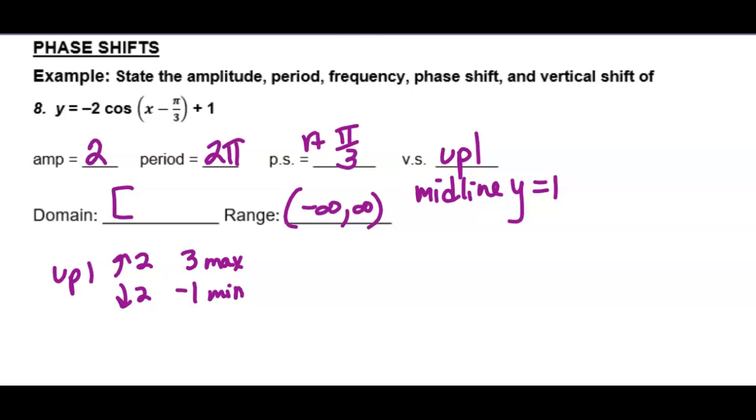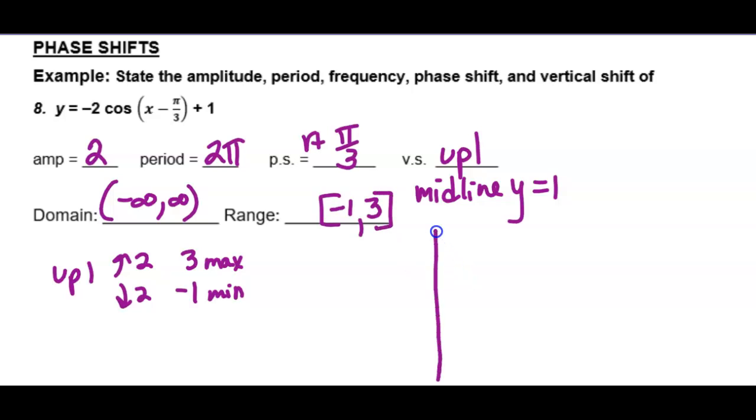Okay, let me just move this. The domain, left to right, is -infinity to infinity. But the range, up and down, sorry about that guys, is: the bottom is -1 and the top is 3. But we could graph it first and that might make more sense to you.